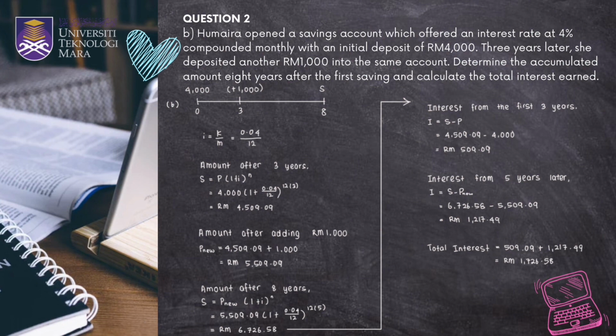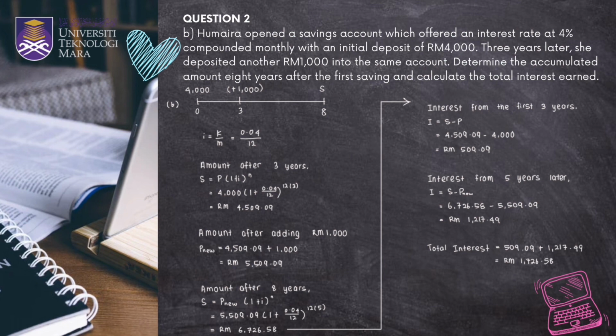Second, we must find i, which is i equals j over m equals 0.04 over 12. Amount after 3 years, we use the formula S equals P(1 plus i) power of n equals 4,000(1 plus 0.04 over 12) power of 12(3) equals 4,509 ringgit and 9 cents.